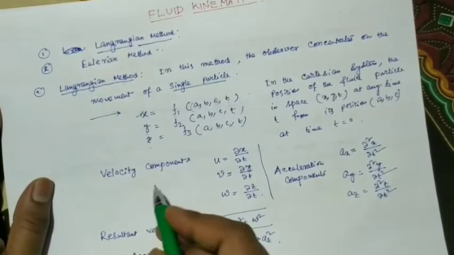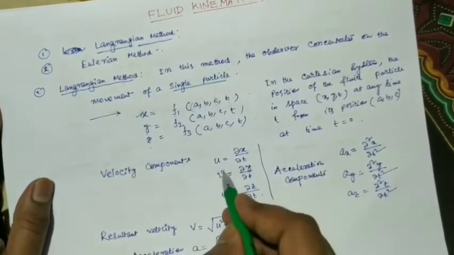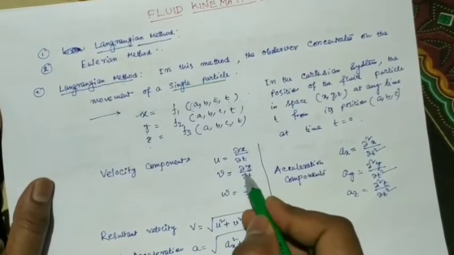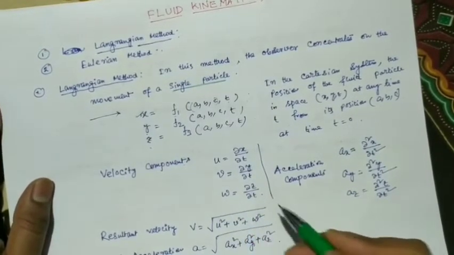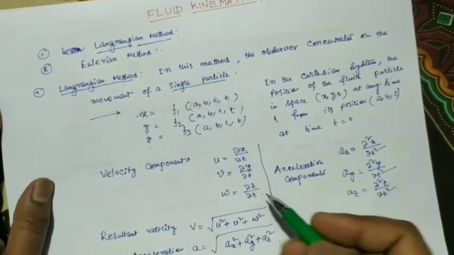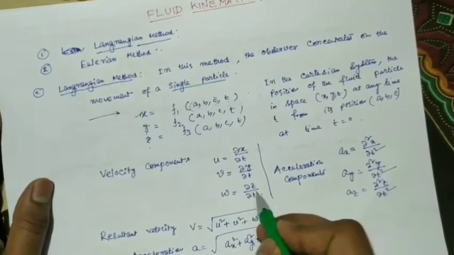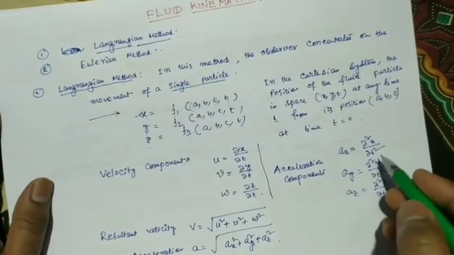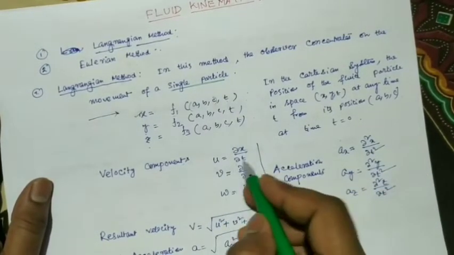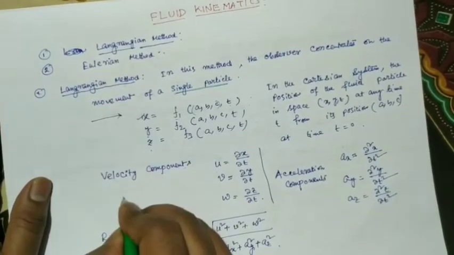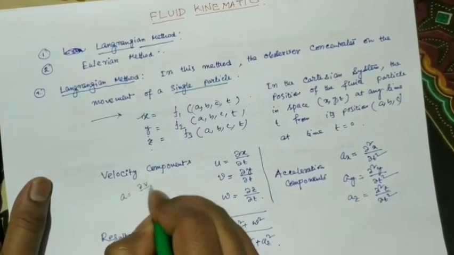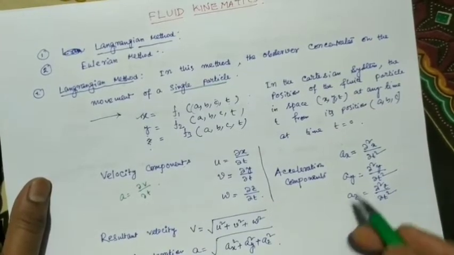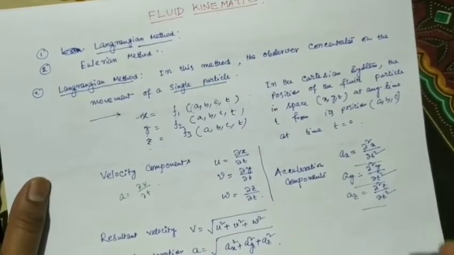So what will be the velocity components? u is equal to del x by del t, v will be del y by del t, and w is equal to del z by del t. It is a very easy chapter. And what will be the acceleration components? What is acceleration? Acceleration is nothing but the change of velocity with respect to time. So here we got the result for acceleration.